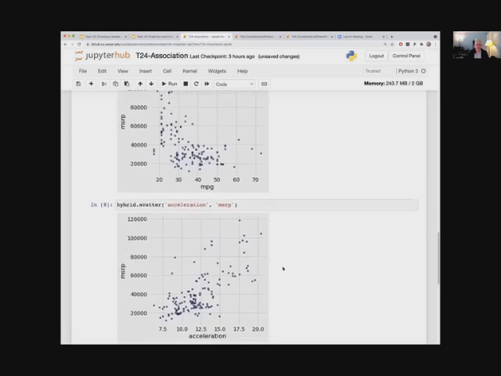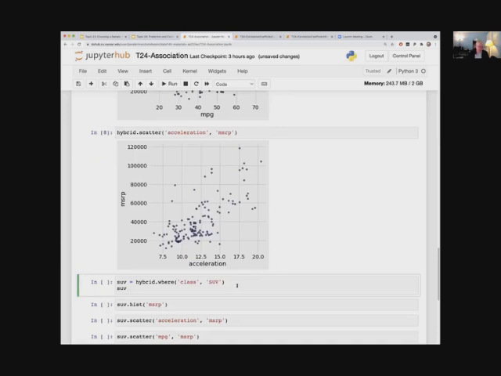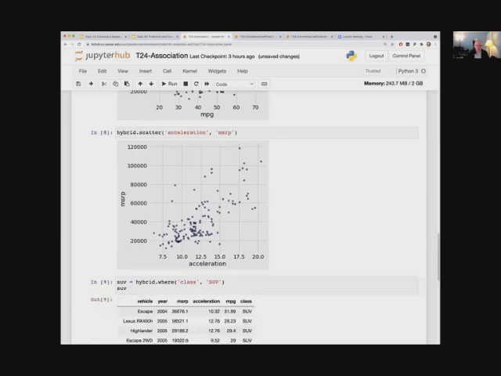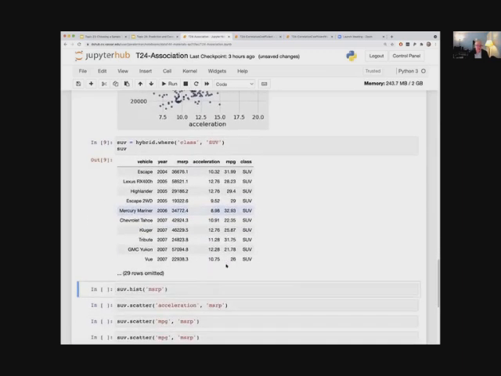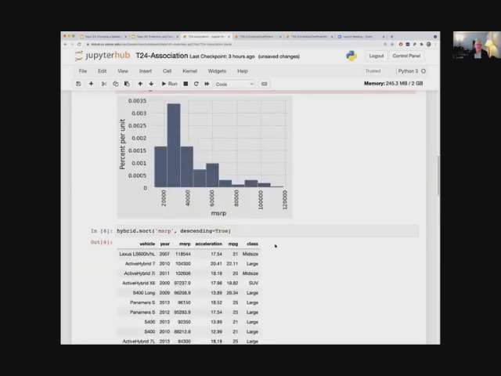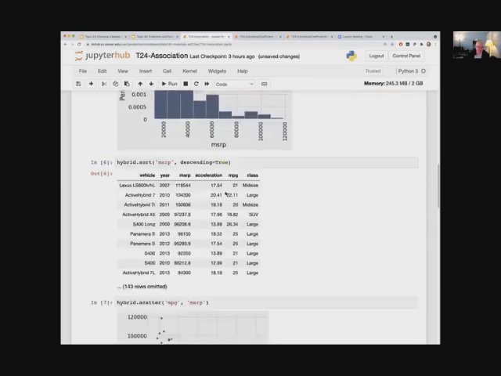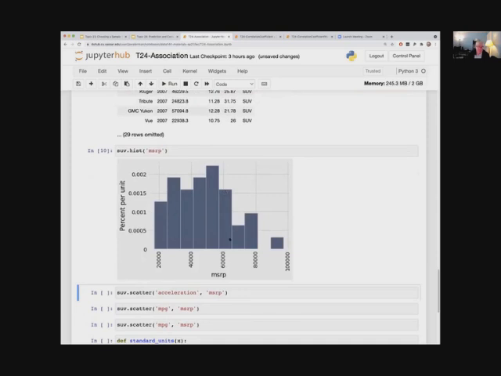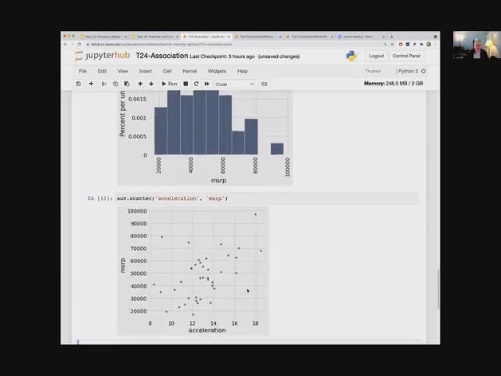Okay, so we don't have to look at all of it. We can just focus on a class, say the SUV class, and look at the MSRP. Compared back up here, for all the cars it wasn't terribly evenly distributed across the MSRP, but here it looks a little more even across the board. And again, if we look at the acceleration, we can still see a positive correlation.